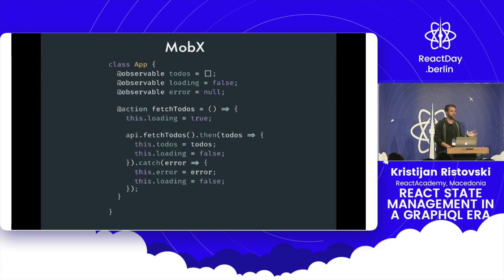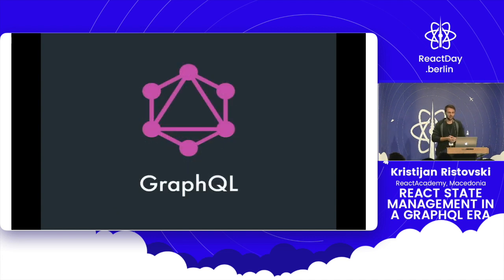With MobX, we have the same thing. We just have one class. We have a bunch of observables, like decorators and so on. We have an action. We fetch it. But it's still a lot of code to just fetch a simple list of to-dos, right? So that's where GraphQL shines, because it's allowing us to compose multiple pieces of data together, just attach them to a component, and we're done with data fetching.